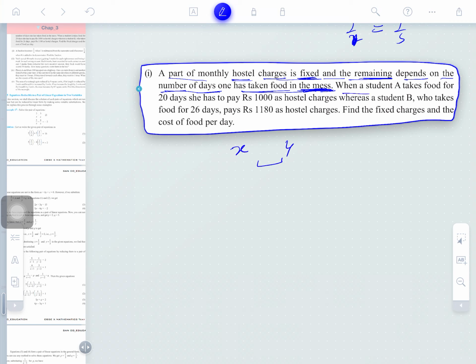What is given here? When student A takes food for 20 days, she has to pay rupees 1000, whereas the other student B who takes food for 26 days pays rupees 1180. But what is the question? Find the fixed charge and the cost per day. So what variables you have to suppose, the question declares in itself. Right now, read carefully the last line of the question. It actually declares what is to be supposed here.